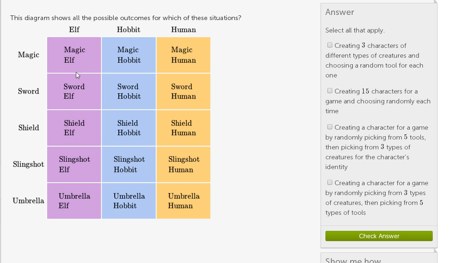I could also go the other way. I could say, hey, first I'm going to pick the type of character I'm going to be. I'm either going to be an elf, a hobbit, or a human. So there's 3 different situations there. And then for each of them, there's 5 different accessories that I might pick. So once again, 3 times 5.